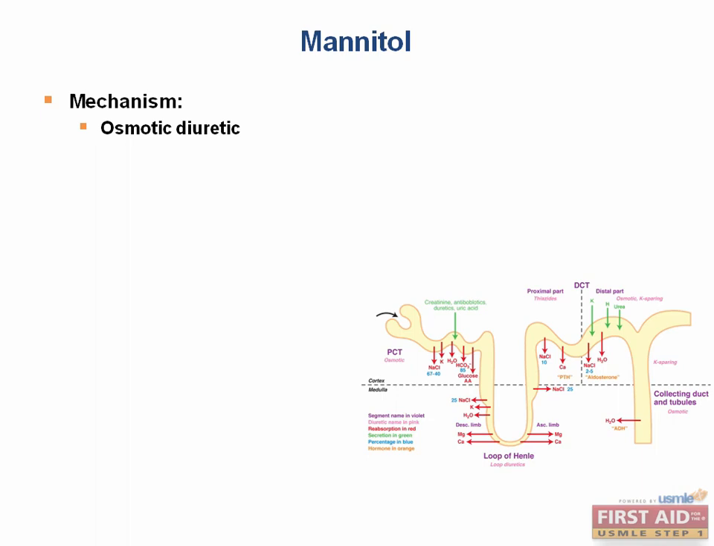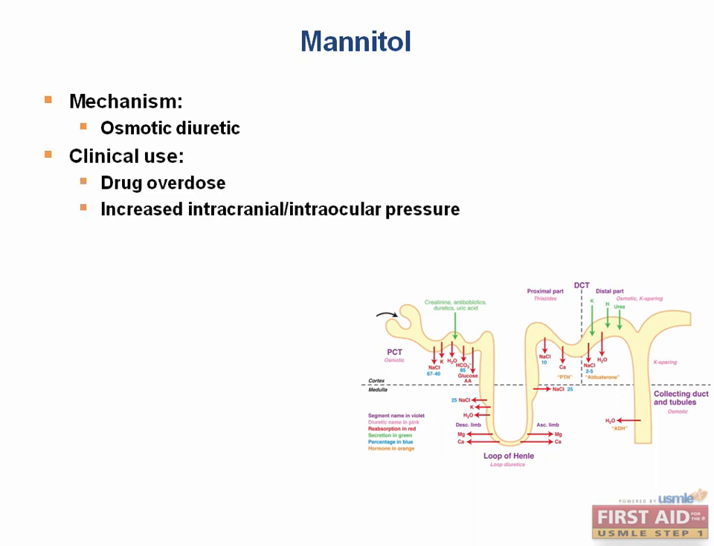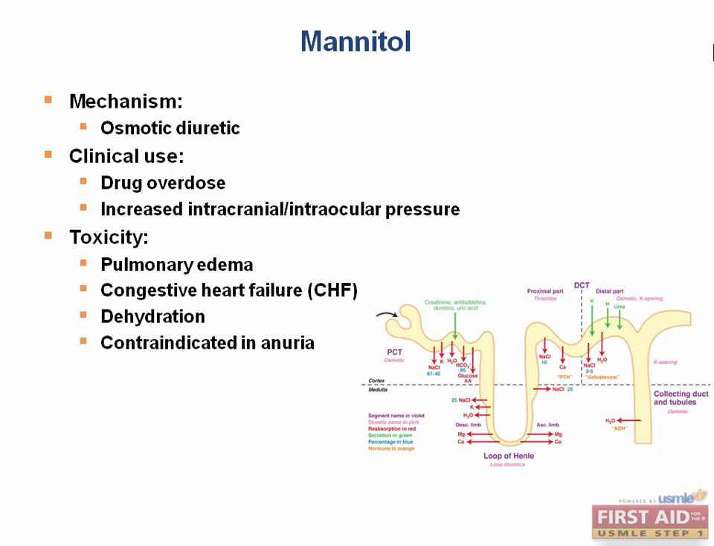Let's start off with a drug we haven't mentioned yet, mannitol. This is a sugar that is freely filtered by the glomerulus but then not reabsorbed. The excess solute in the lumen causes an osmotic diuresis. The clinical uses for mannitol are diuresing hydrophilic drugs during a drug overdose and reducing intracranial and intraocular pressure. Toxicity includes pulmonary edema and CHF if too much mannitol is given because it can pull water out of the cells and into the interstitial space.